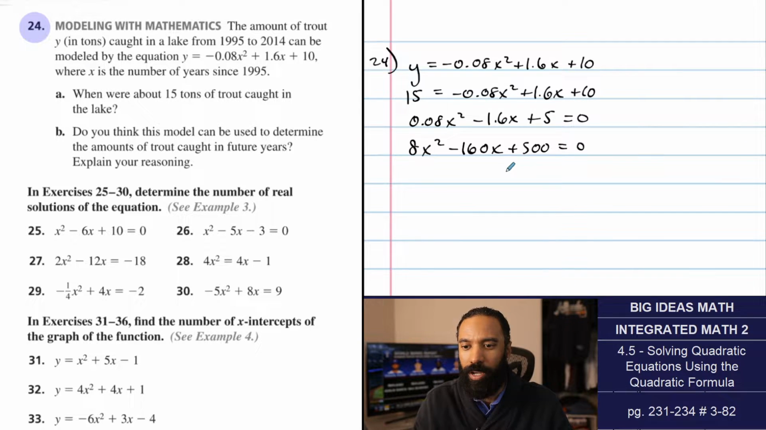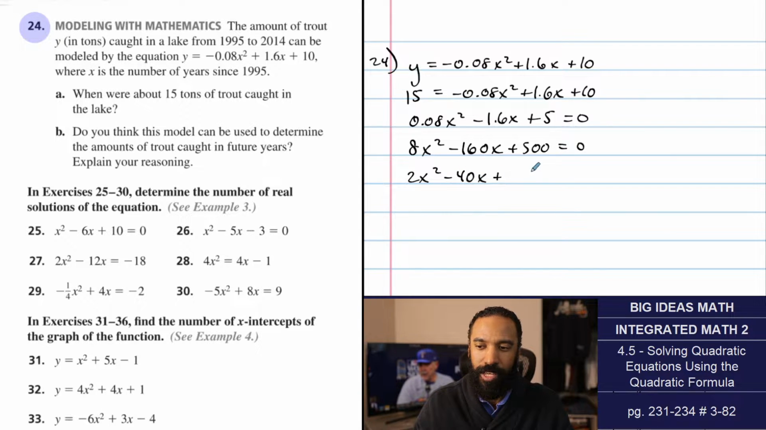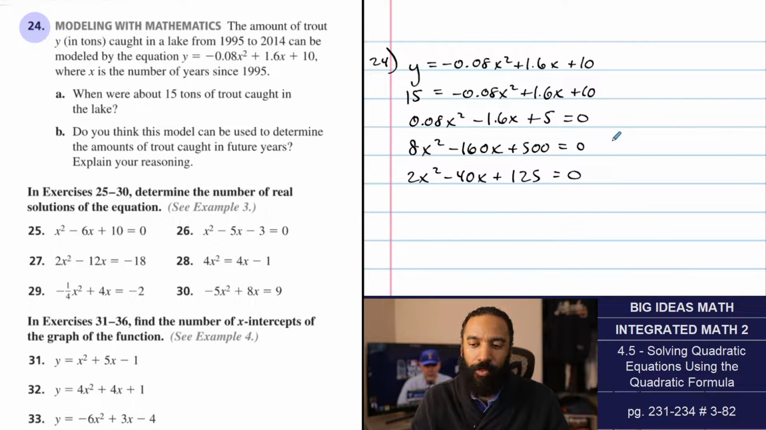But I can even work on reducing that. I can divide everything by 8, and I get x squared minus 20x plus... no, 8 doesn't go into it. I can't do 8. I can divide everything by 4. I get 2x squared minus 40x plus 125 equals 0. All right, so assuming all my math worked out right, I'd just rather deal with these numbers. I know they're going to get bigger consequently. I just don't want to work with decimals if I don't have to.